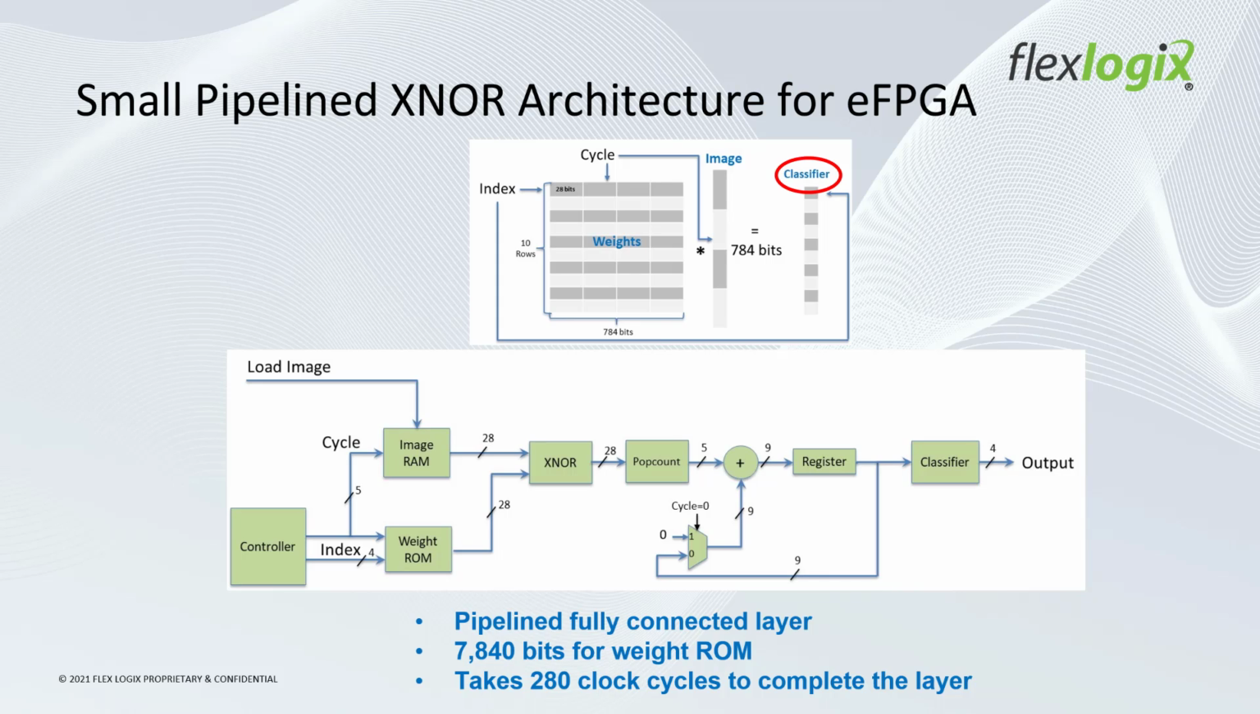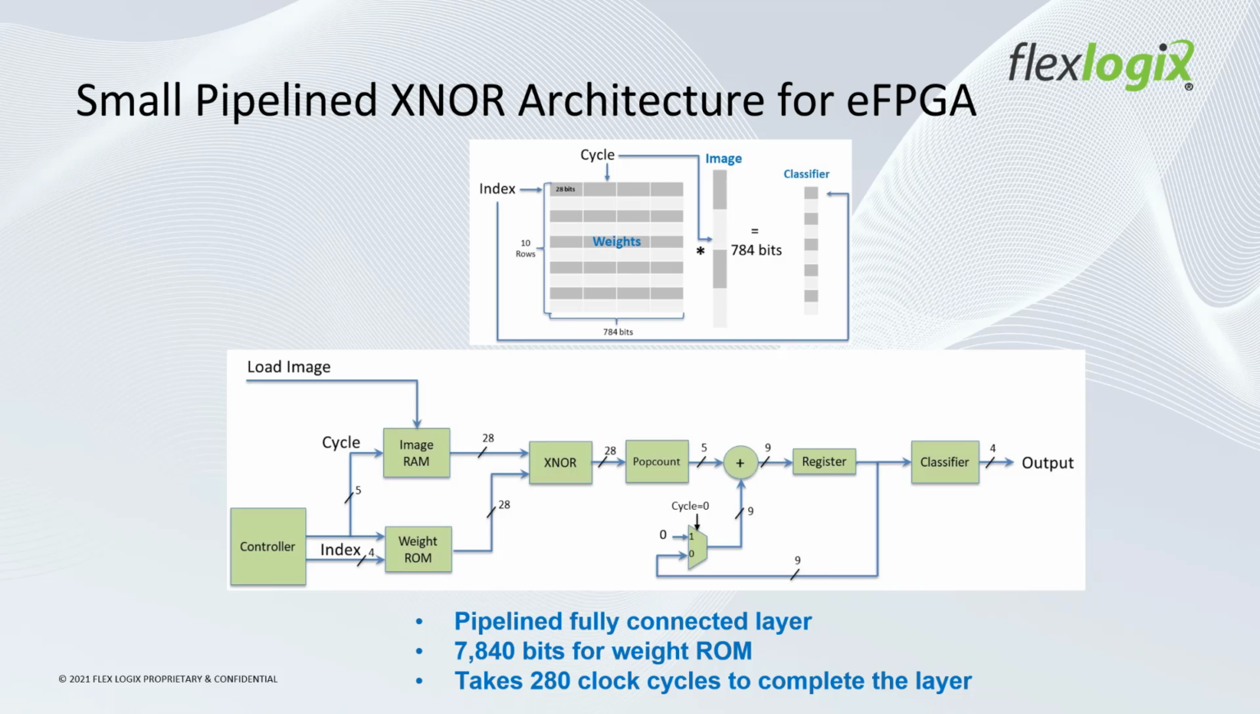The block diagram below shows the implementation of this architecture. We have an image RAM and a weight ROM. The weight ROM is 7,840 bits. The image RAM is 784 bits. We have a cycle counter and an index counter. The cycle counter selects the row of the image as well as the row of the weight. The index counter selects the different weights.